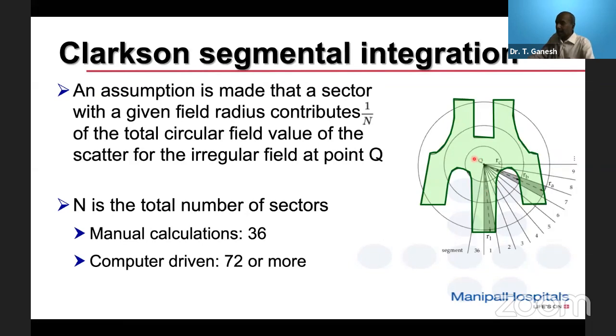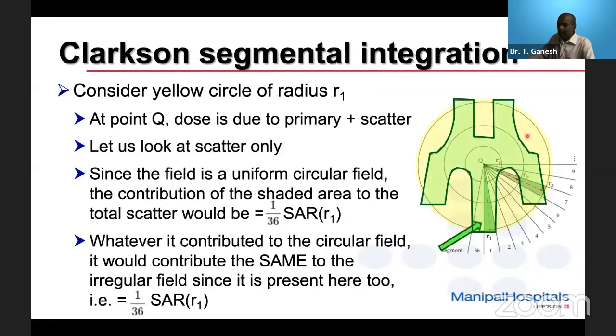This figure is given wrongly in the Khan book, so this I have taken from the IAEA book. So you see here, what is the scatter that is reaching Q from this shaded area? Now draw a circle like this. You see here, draw a circle like this. For this uniform circular field, this sector would be contributing 1/36 of the scatter air ratio for this circular field.